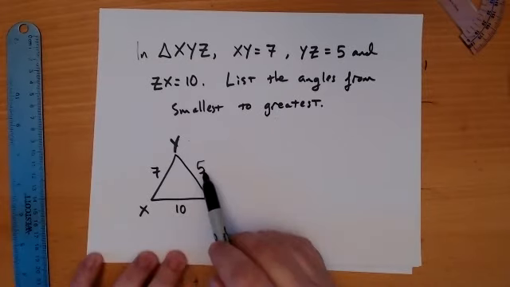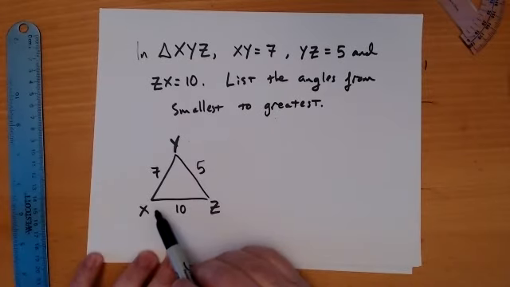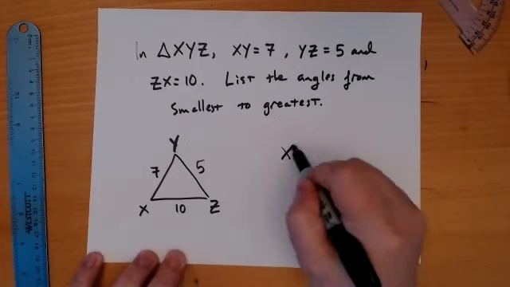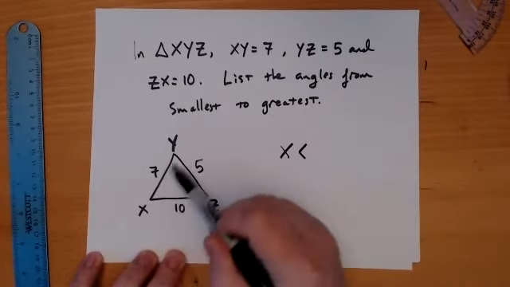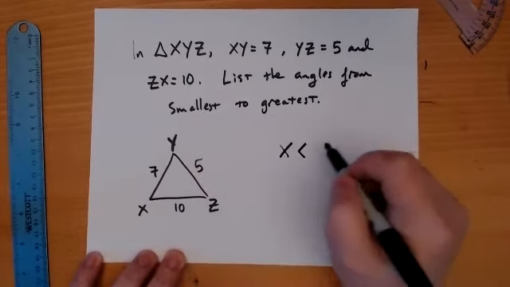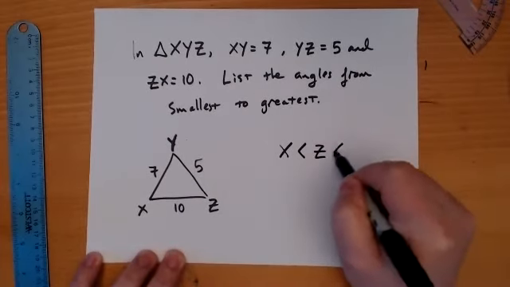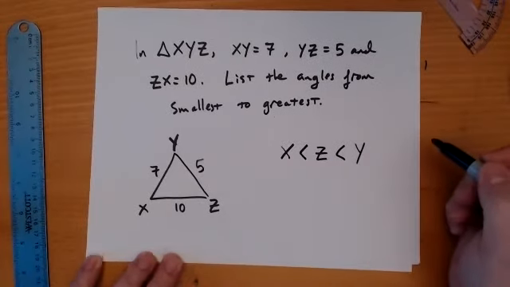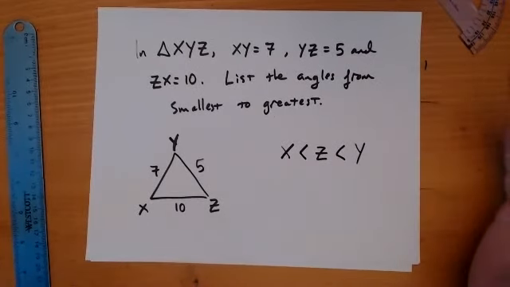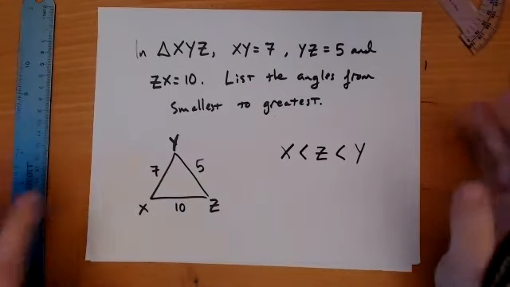So 5 is my smallest, so X is my smallest. And that is smaller than the next biggest, which is across from the next biggest. And Y is the last one because he's the biggest. All right, scale 1 to 5, how do we feel?